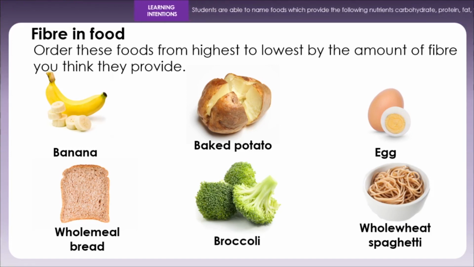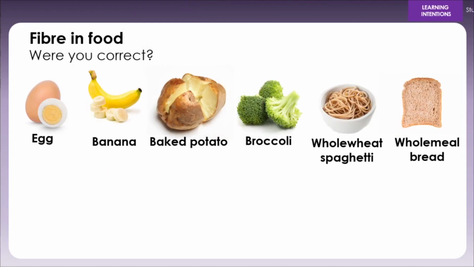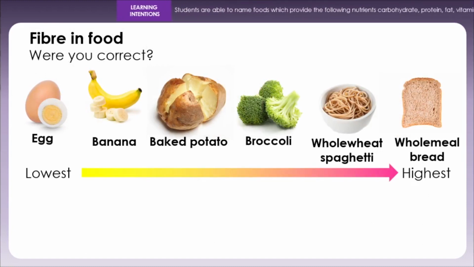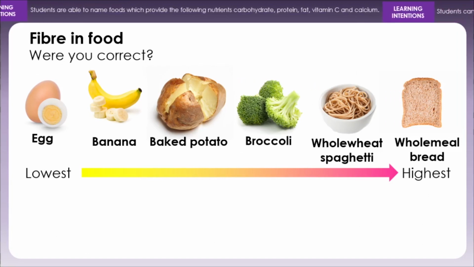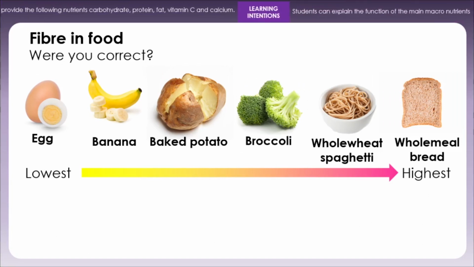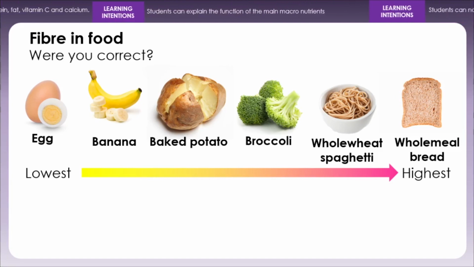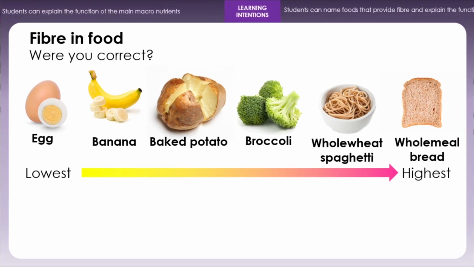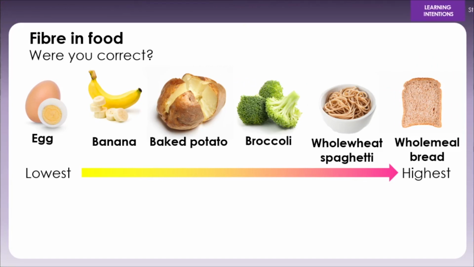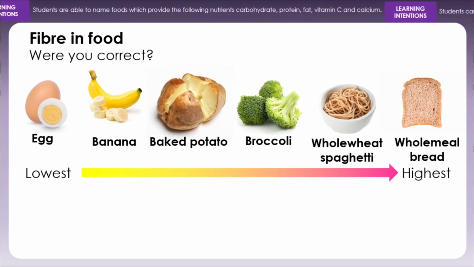So going from lowest to highest, out of those foods, I'm assuming you got egg as the correct lowest. Next is banana. Next is baked potato with the skin on. Next is broccoli. Next is whole wheat spaghetti. And then the highest is wholemeal bread.